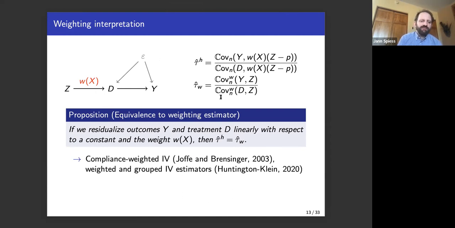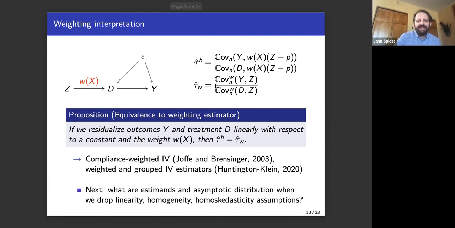And from now on, I will basically equivalently talk about an instrument that includes the weight and simply running a weighted IV regression. So specifically, this connects what I have done in terms of motivation so far neatly to compliance-weighted instrumental variables and the papers I mentioned earlier, and also to Nick Huntington-Klein's work, who considers both grouping by compliance as well as weighting by compliance.